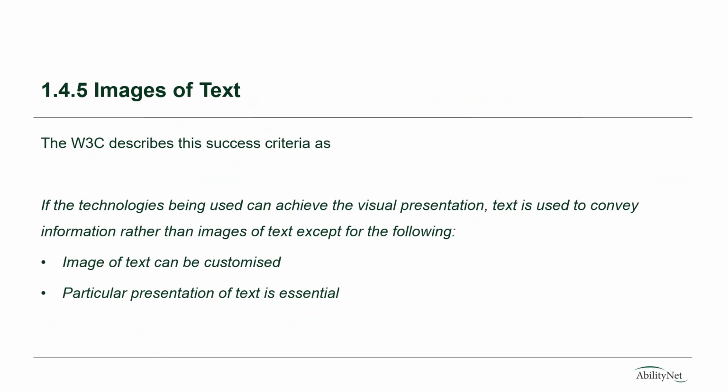Okay, moving on to images of text. W3 describes this as: if the technologies being used can achieve the visual presentation, text is used to convey information rather than images of text, except for the following circumstances, where images of text can be customized and a particular presentation of text is essential. It's worth noting that logos are also exempt from this success criteria.